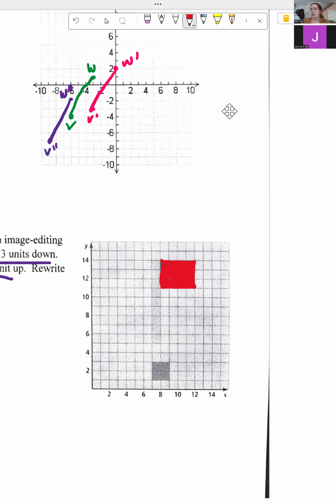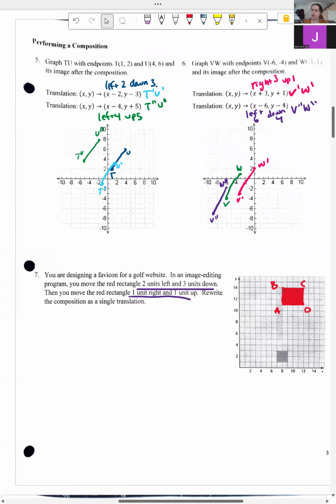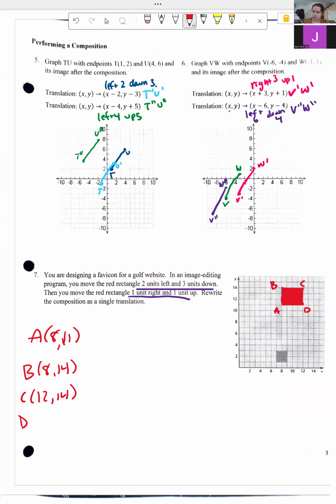Okay. I'm going to start by labeling these points as A, B, C, and D. That just helps me to stay organized with the work that I'm doing. And I'm going to write down what the original points are over here. So A is at the point (8, 11). B is at (8, 14). C is at (12, 14). And D is at (12, 11).